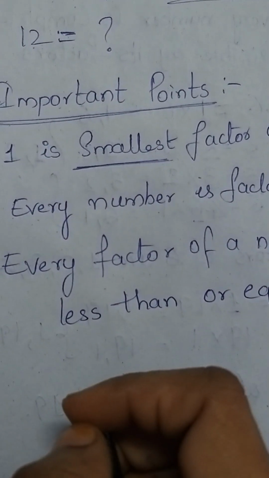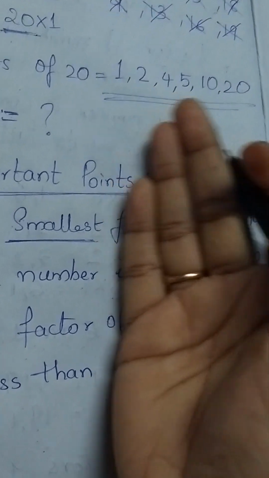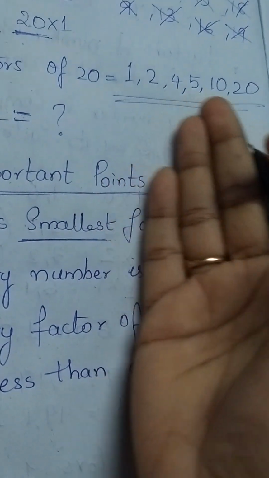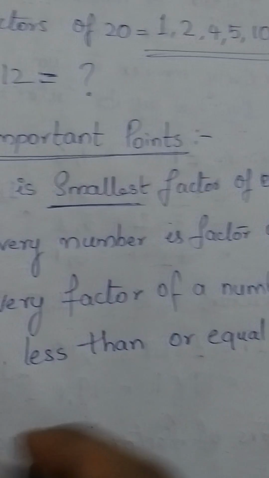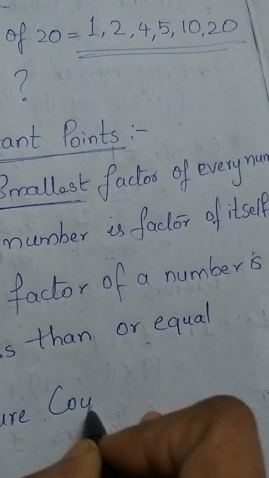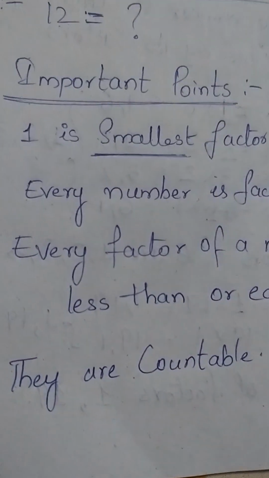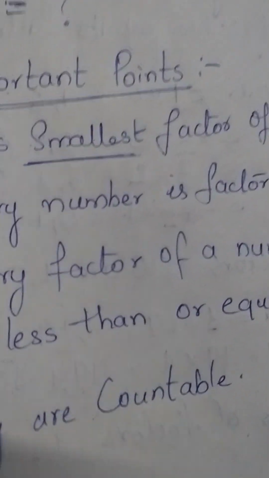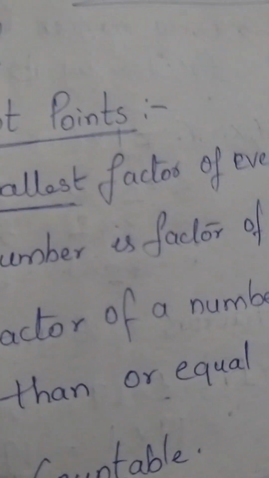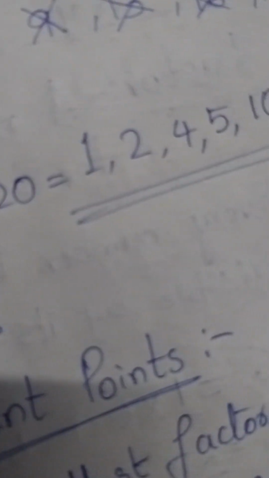The number of factors of a number is countable. We can count how many factors there are for 20, like this: 1, 2, 3, 4, 5, 6 factors. They are countable, not uncountable. We cannot have uncountable factors. We can find a limited number of factors for a given number, children.